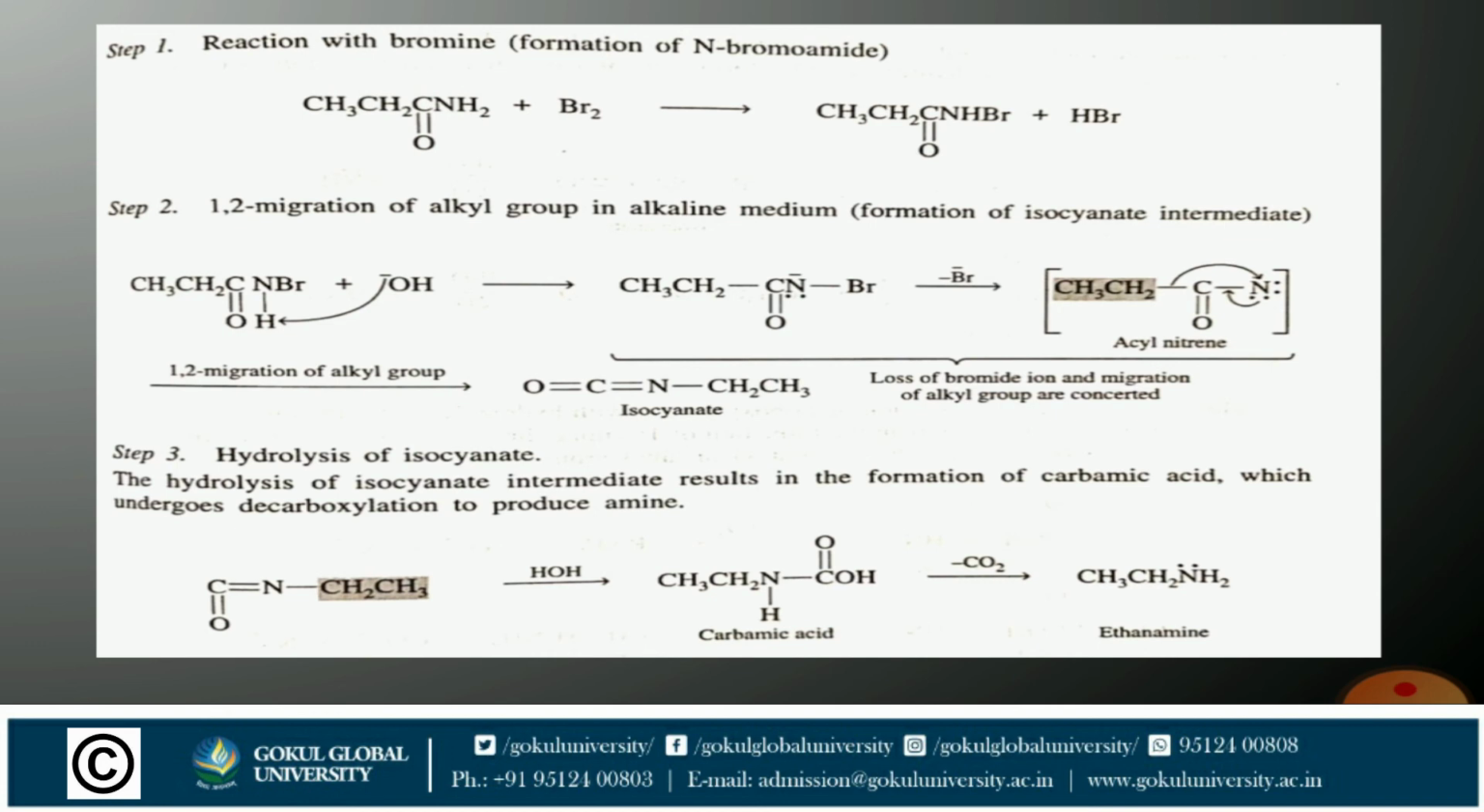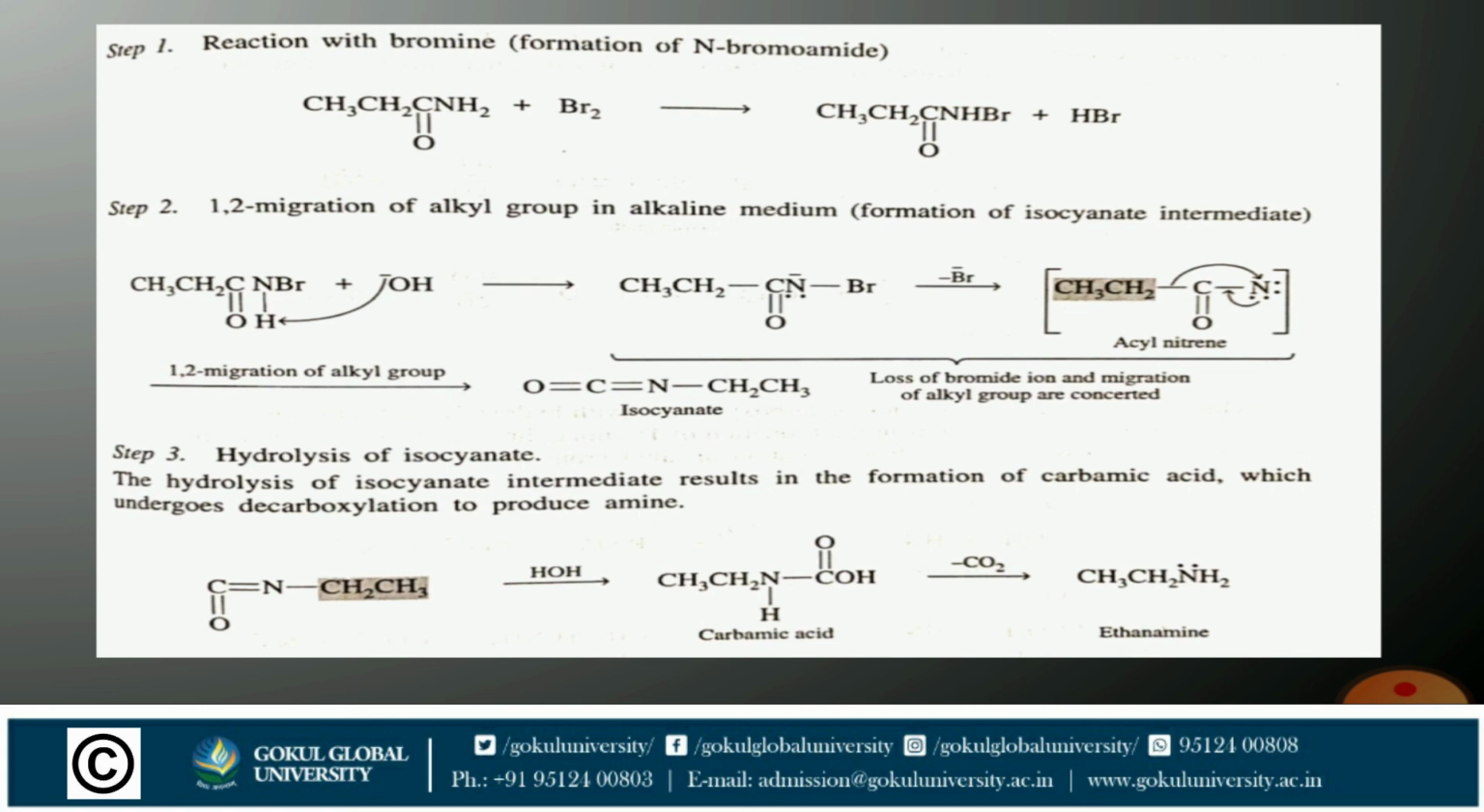in which the CH2CH3 group migrates to the nitrogen atom and forms CH3CH2N double bond C double bond O, which is known as the isocyanate intermediate. It's O=C=N-CH2CH3. Okay. Now go for the next step, step 3.